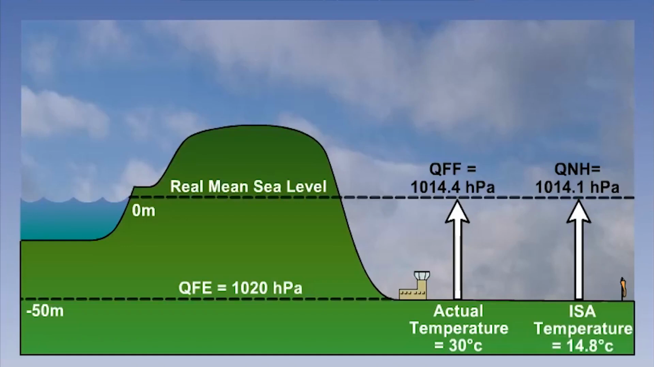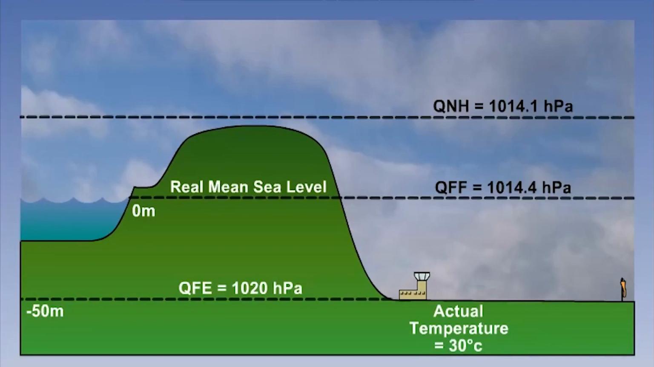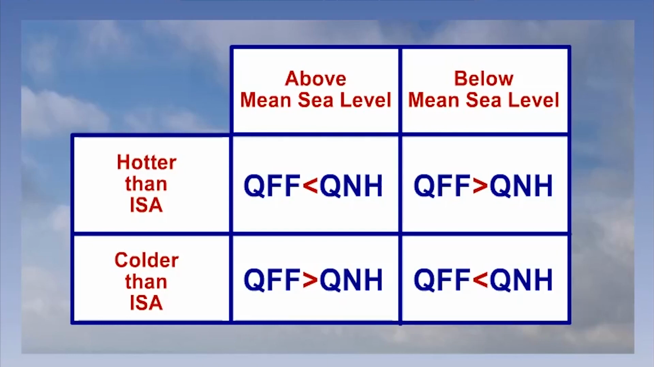However, different pressures cannot exist at the same level. So since QFF is the most accurate, it will remain at the real mean sea level, and QNH pressure will be found slightly above mean sea level. Lastly, here is a summary diagram to show the relationship of QNH and QFF in all conditions.